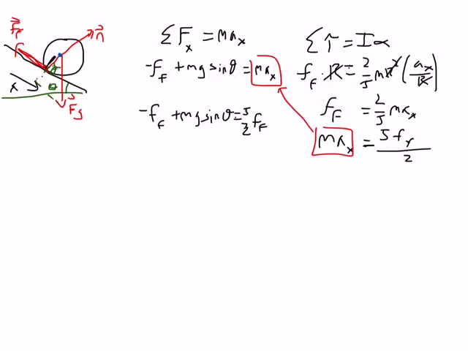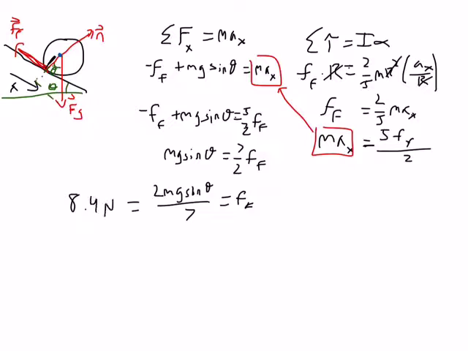Right, and now we can just solve for the force of friction, combining the two. So we have 5/2 plus 2/2 is 7/2. And now we just multiply by 2 and divide by 7. And so we have all these numbers, right? The mass is 6 kilograms and theta is 30 degrees. So we can plug these numbers in, and if you do that carefully in your calculator, you're going to get 8.4 newtons is the frictional force.